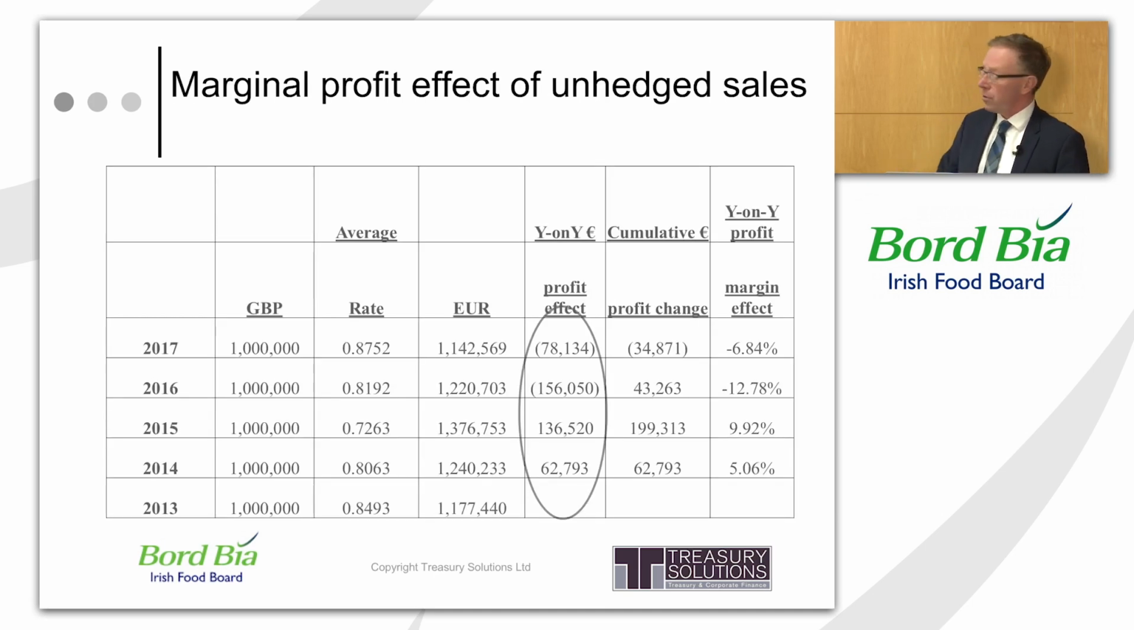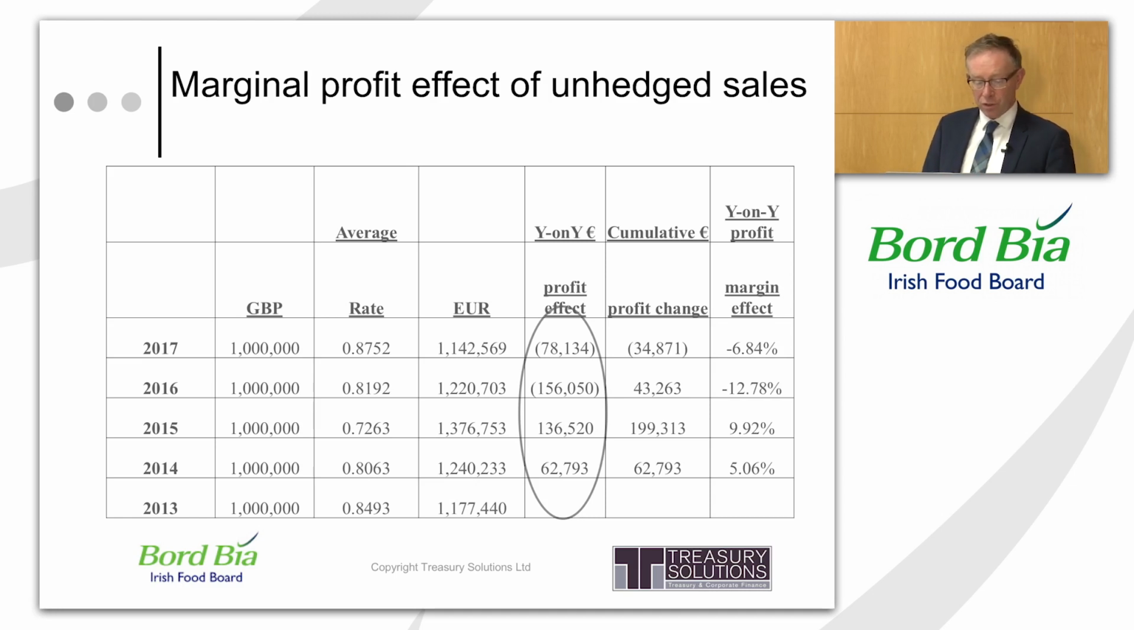So this first table here is, what I'm trying to get across here is I've taken a company that's selling £1 million sterling every year from 2013 up to 2017. And they're achieving the average exchange rate for each year. So the average rate in 2013 was almost 85p. That dropped to just over 80 and a half in 2014, 72p or thereabouts in 2015. So we'd strengthened sterling for 2 years. It then weakened for the following 2 years.